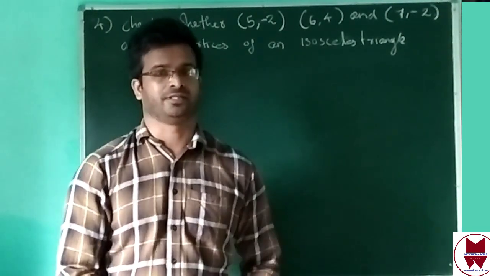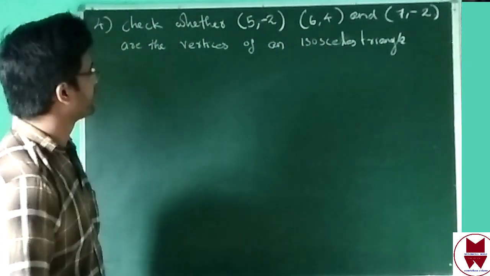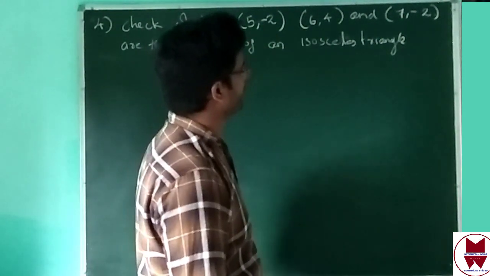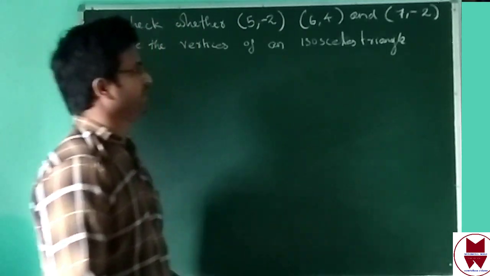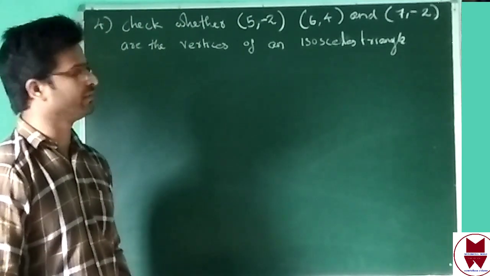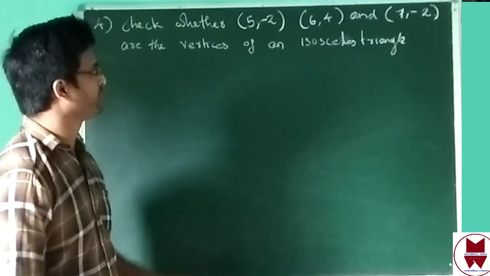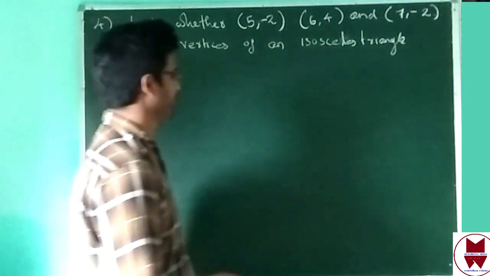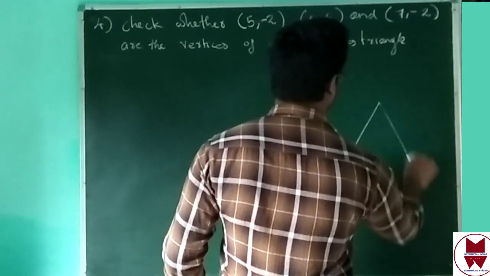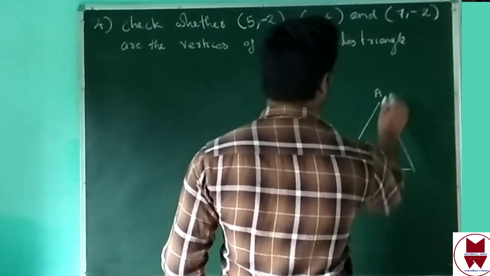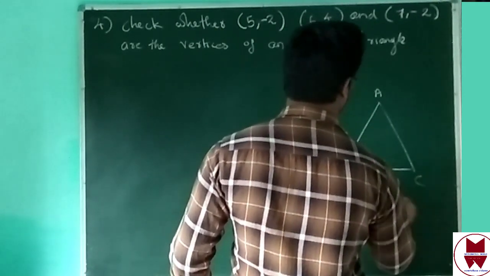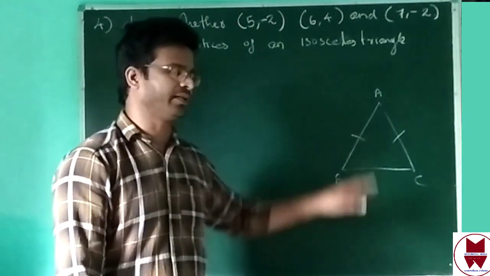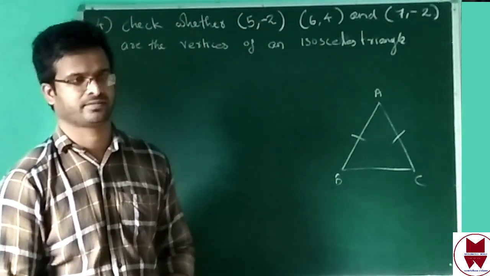Now we can see question number 4. Check whether (5, -2), (6, 4) and (7, -2) are the vertices of an isosceles triangle. What is an isosceles triangle? Just consider triangle ABC. If any two sides are equal, then that triangle is known as an isosceles triangle.